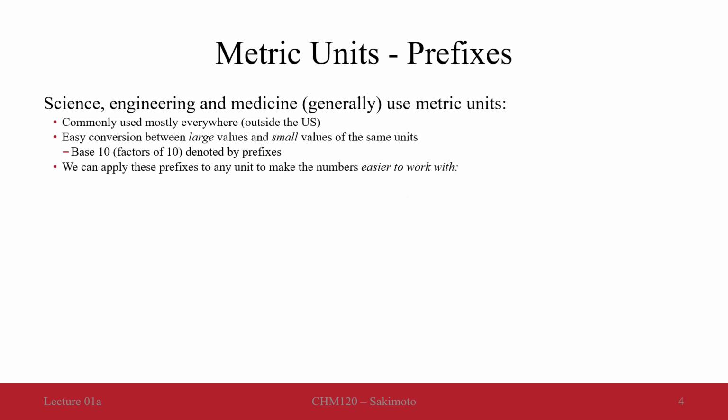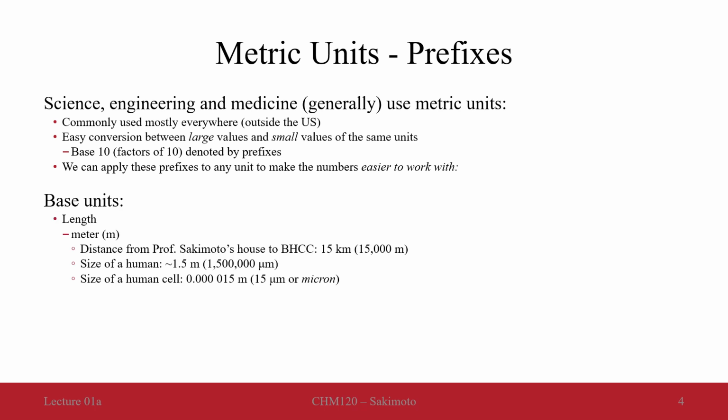We apply these prefixes largely to make the numbers easier to work with. It is equally correct to say I have 1,000 grams of water as to say I have 1 kilogram of water. They represent the same amount of mass, but potentially it's easier to say 1 kilogram versus 1,000 grams. We don't have to write as many zeros. These metric prefixes modify a series of base units, which we'll talk about a few here.